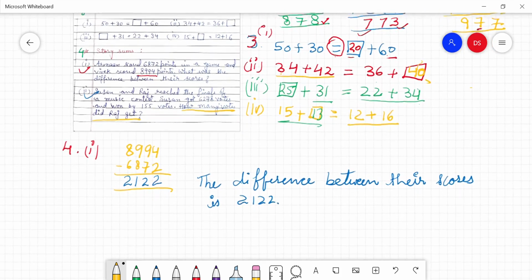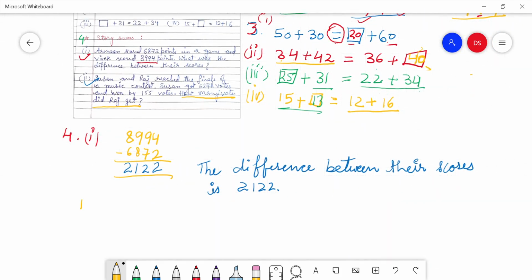So here we have to calculate the votes which Raj got. So we will subtract 155 from 6,278. In this way we will write the question. Children, you can see that when we have fewer digits to subtract, here above the line 4 digits are given and in the next line 3 digits are given. So we will align the lines from the right side. Now we will solve it.